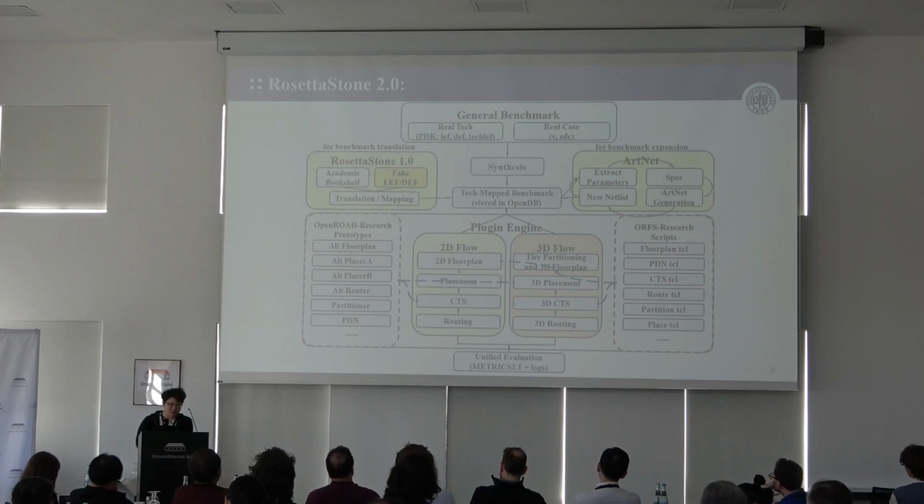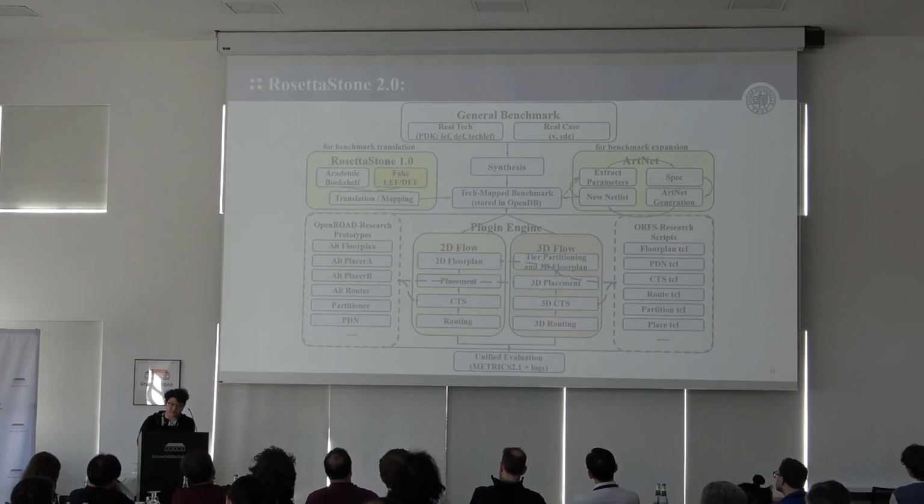So we propose Rosetta Stone 2.0. This slide introduces Rosetta Stone 2.0, which we propose as a benchmarking backplane for academic physical design research. Rosetta Stone 2.0 improves transparency through three parts: benchmark translation, benchmark expansion, and flow execution.